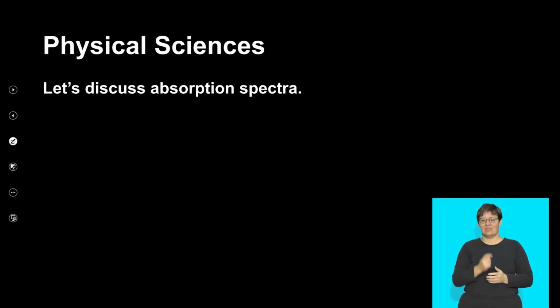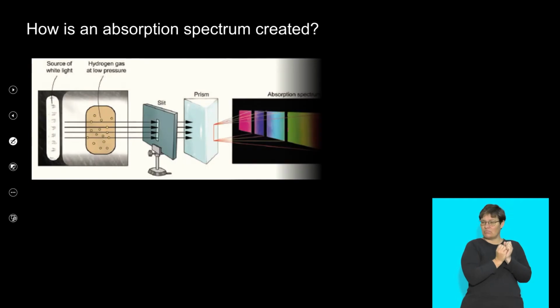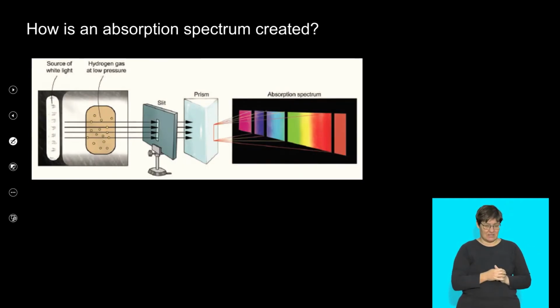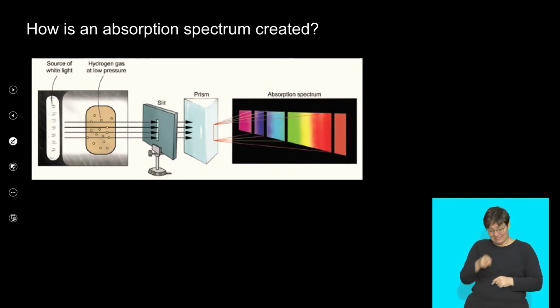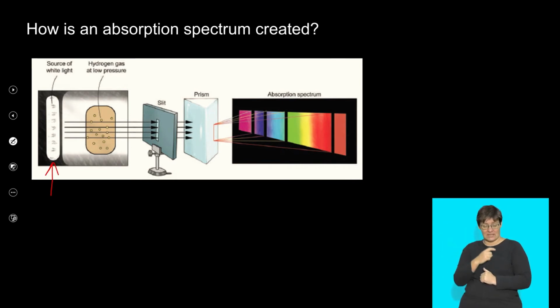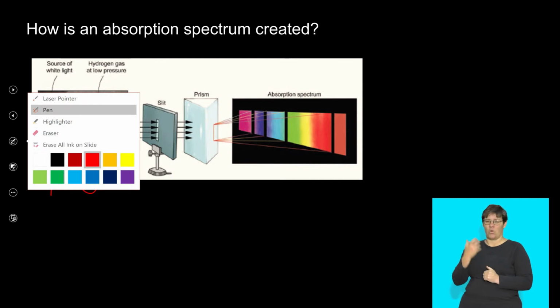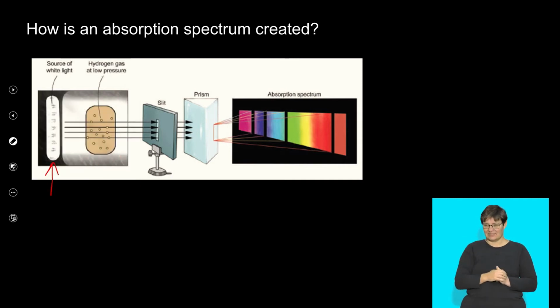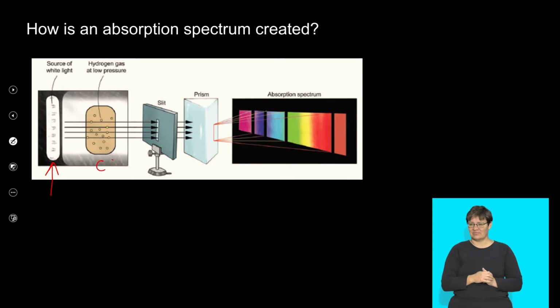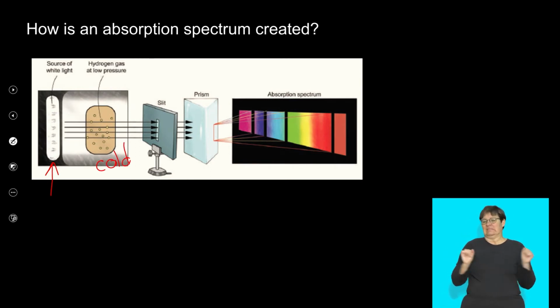When we get to absorption spectrums, this is different. This is done with a cold gas. So we have a source of white light. We then have the source of the element, the gas, which is cold. Okay, that's a cold gas. Not gold, cold. It's cold. Okay, so it's like going through a winter.